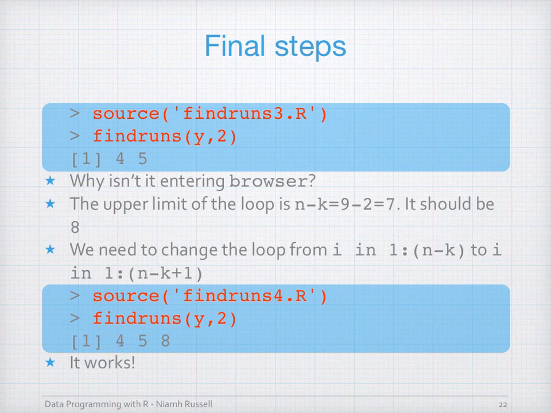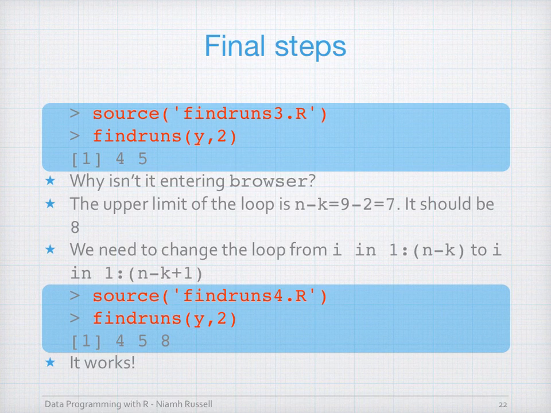Well, the upper limit of the loop, if we look at the code in findruns3, is n minus k. But n minus k, in fact, is 9 minus 2, which is 7. And it should be going all the way up to 8 to check the 8th and 9th values to see whether they're a pair of ones. So we need to change the loop from i in 1 to n minus k to i in 1 to n minus k plus 1.